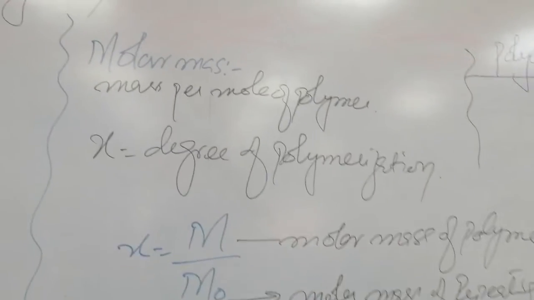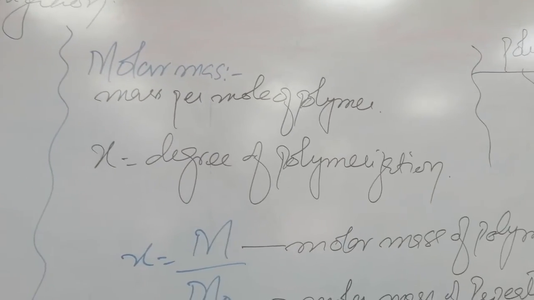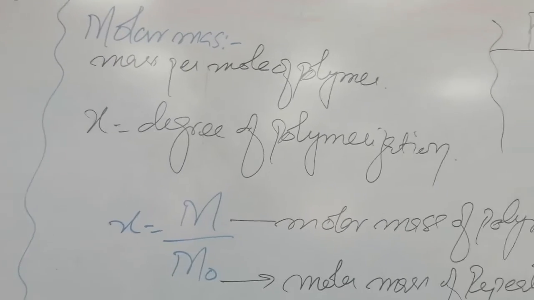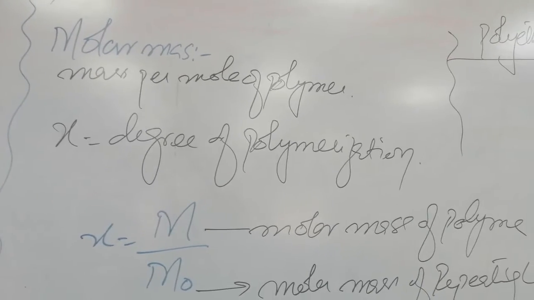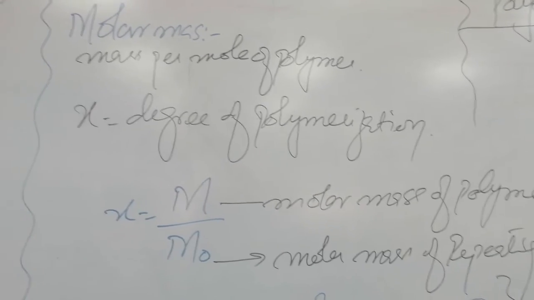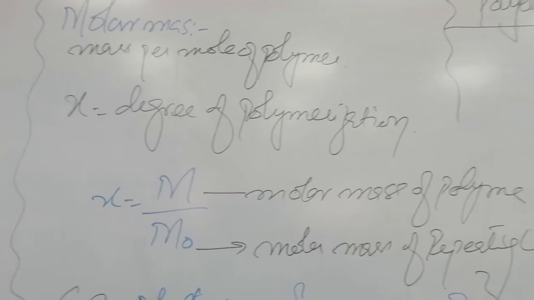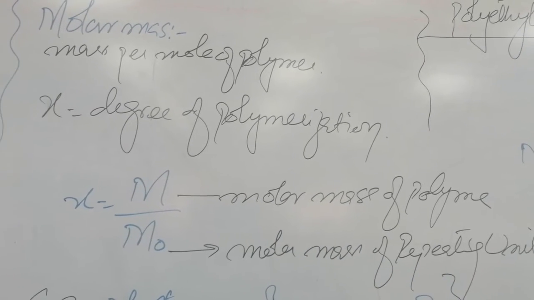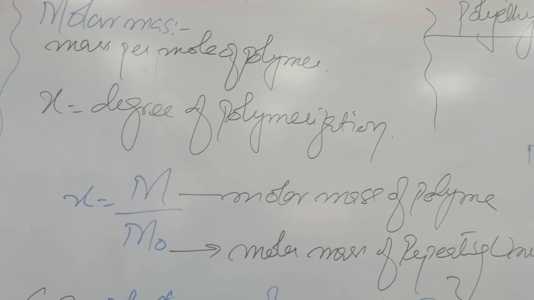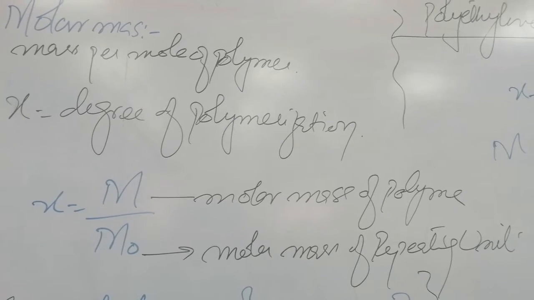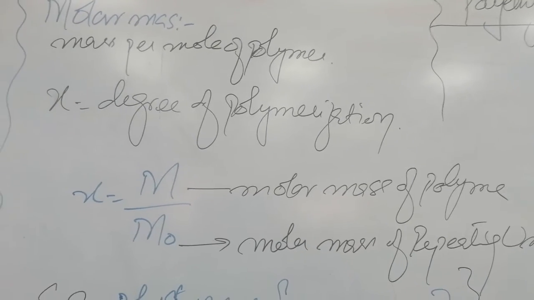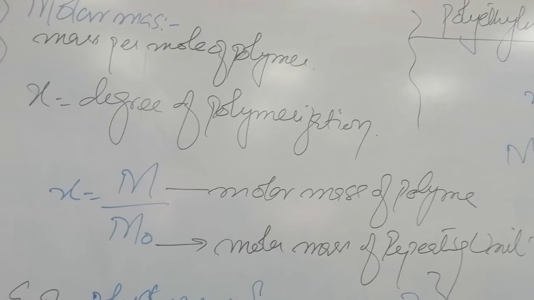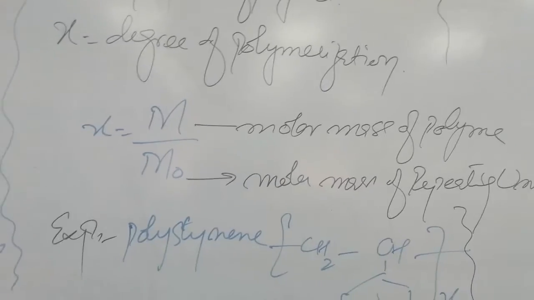Next, we can discuss molar mass. What is molar mass? By definition, it is the mass per mole of a polymer, or in general terms, the mass per mole of any substance. The degree of polymerization is represented by X, and the formula to determine it is X = M / M0. Here capital M is the molar mass of the polymer, and M0 is the molar mass of the repeating unit or monomer. By dividing both, we get the degree of polymerization.